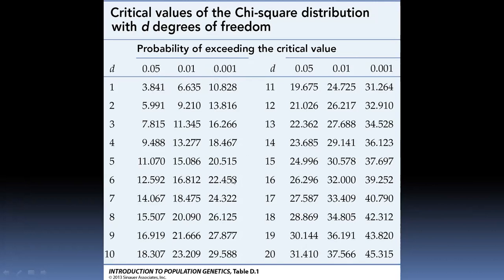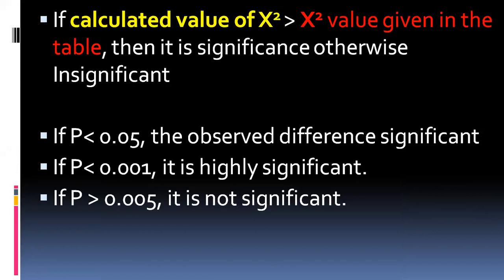So like this, we need to apply the chi-square test and find out the chi-square value, compare the calculated value with the table value, and then interpret the results. If the calculated value of chi-square is more than the chi-square value given in the table, then there is a significant difference between the two factors. So the p-value will be less than 0.05. It means that the observed difference is significant.